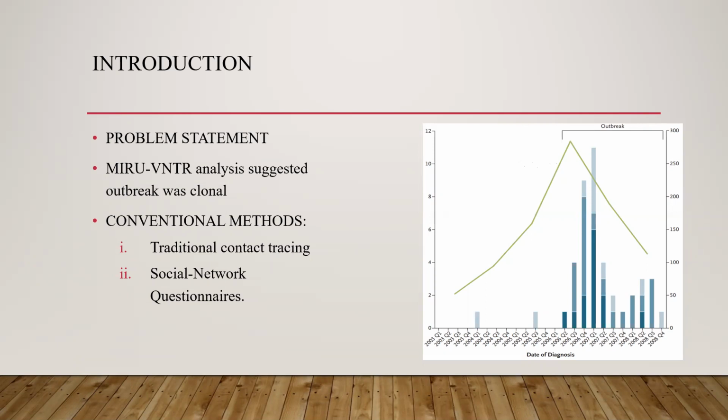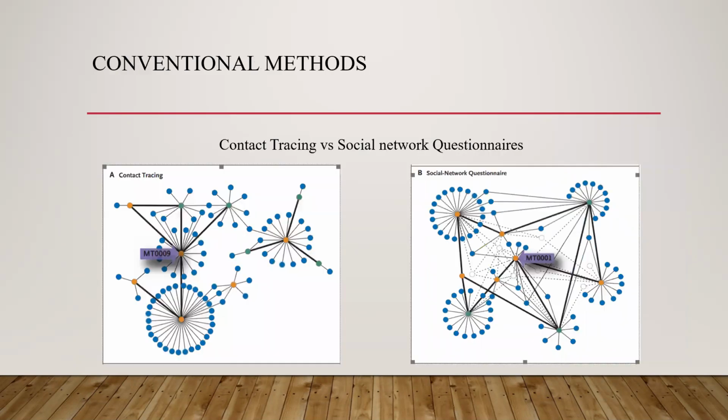Next, we are going to discuss the conventional methods used, which are traditional contact tracing and social network questionnaires. Traditional contact tracing was used early in the outbreak for purposes of secondary case finding and source case determination, but they couldn't extract much information and then they used social network questionnaires in the form of open interviews to expedite the process of finding the cause. This questionnaire was focused on drug and alcohol use, residential history, and travel history. However, there was no accurate positive sign in identifying the main root cause.